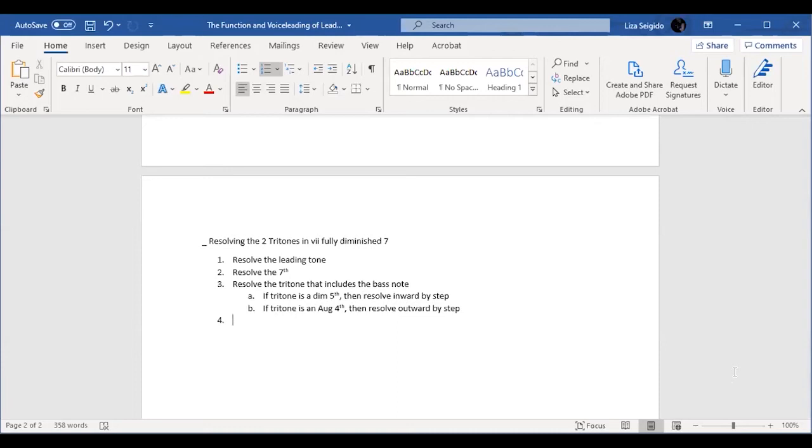For the 2nd tritone, for the remaining tritone, here's what you have to do. If the tritone is a diminished fifth, then you resolve it the same way. You resolve it inward by step. But here's the thing. If the tritone is an augmented fourth, then you have to resolve it in parallel motion to a perfect fourth. And this can either be parallel motion up or parallel motion down, but it has to resolve in parallel motion to a perfect fourth. Okay, so that's how you treat the 2nd tritone. Let me write that down.